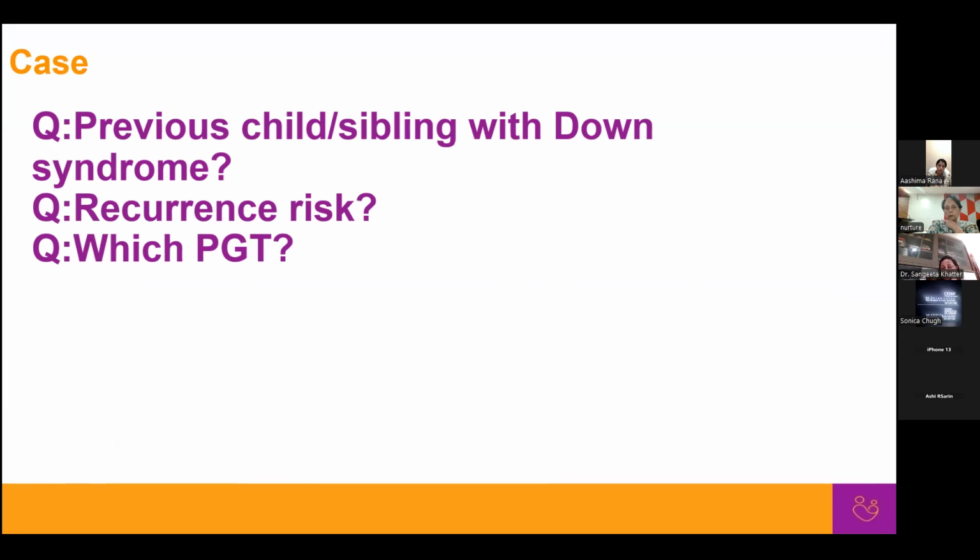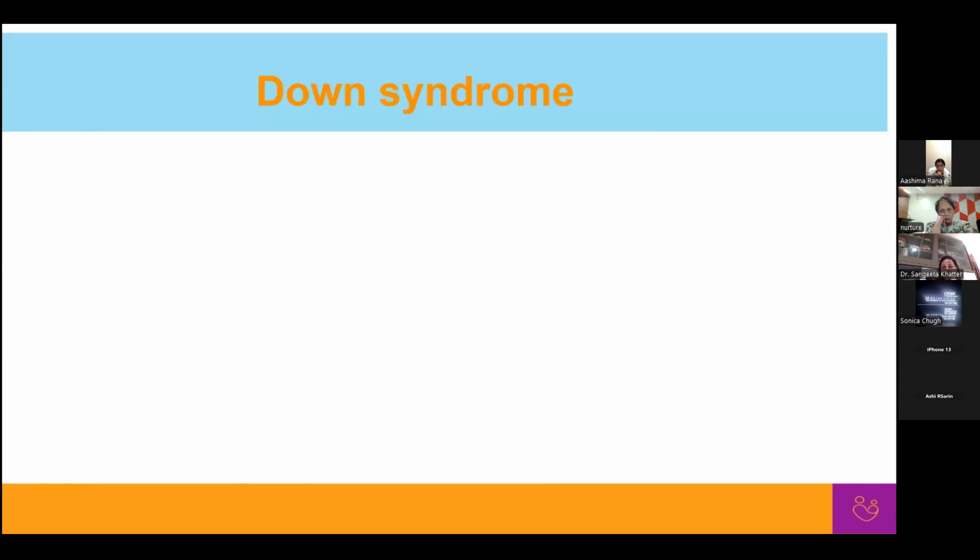Now I'll start with a case to decide which PGT for which patients. One couple came to me, they had a previous child with Down syndrome. Their concern was, what is the recurrence risk? Do we need to go for PGT? Whenever a patient or couple comes to me with a history of Down syndrome in the sibling or in the child, I always take a 3-generation family history. I ask for the picture of the child, because Down syndrome has gestalt features. I think this can be diagnosed even by common people nowadays.